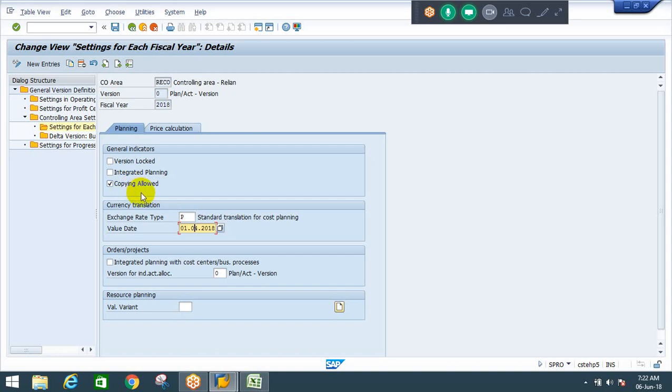Copying allowed. Yesterday we discussed already. We do the planning in version 3 and we copy it to 2, and from 2 to 1 after approvals, and 1 to 0 like that. If you want to copy the plan values, we need to activate this copying allowed. If you don't activate, you cannot copy from one version to another version. So that is the reason we activated it.